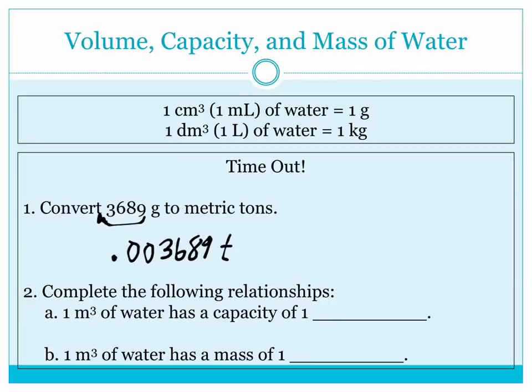Okay? All right, the next 2 are a little bit more interesting. Complete the following relationships. 1 cubic meter of water has a capacity of 1 something else. And it says capacity. Capacity's unit is this one right here, the liter unit in the middle. So they're wanting to turn it into liters or milliliters or kiloliters or something. And so we don't really know what we want until we can get it to be the number 1. So we're going to do a conversion and we'll see what happens.